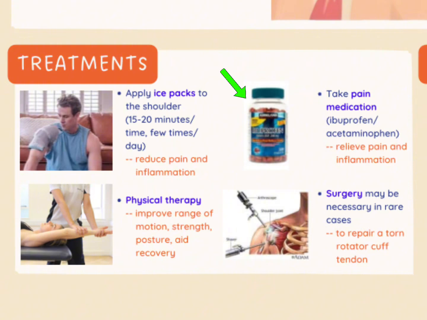Besides that, the patient can also take pain medication such as over-the-counter options like ibuprofen or acetaminophen, which can help to relieve pain and inflammation as well. Stronger medications may be prescribed by the doctor in some cases. Also, surgery may be necessary in rare cases to repair a torn rotator cuff tendon, especially if conservative treatments fail and the pain is severe and disabling.